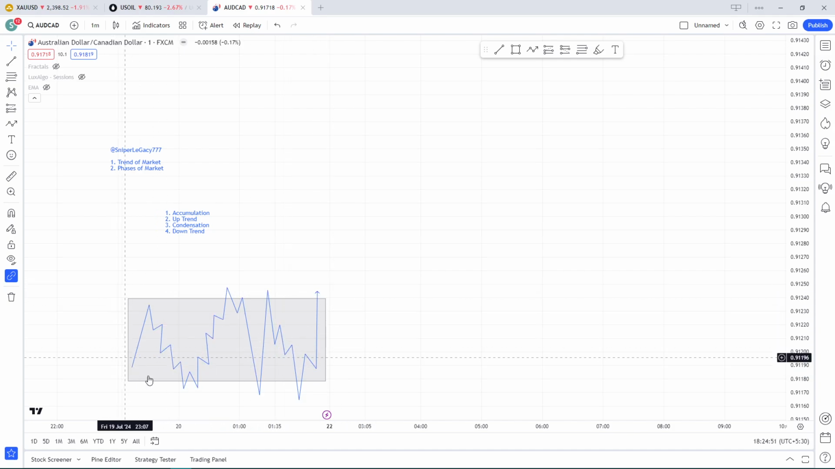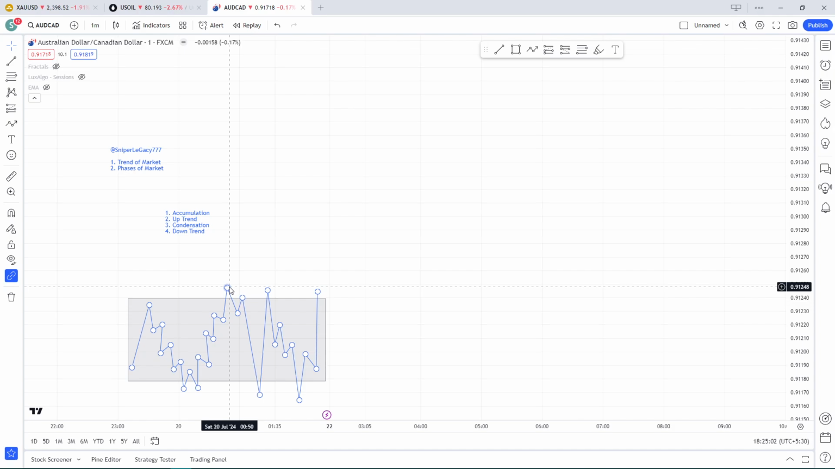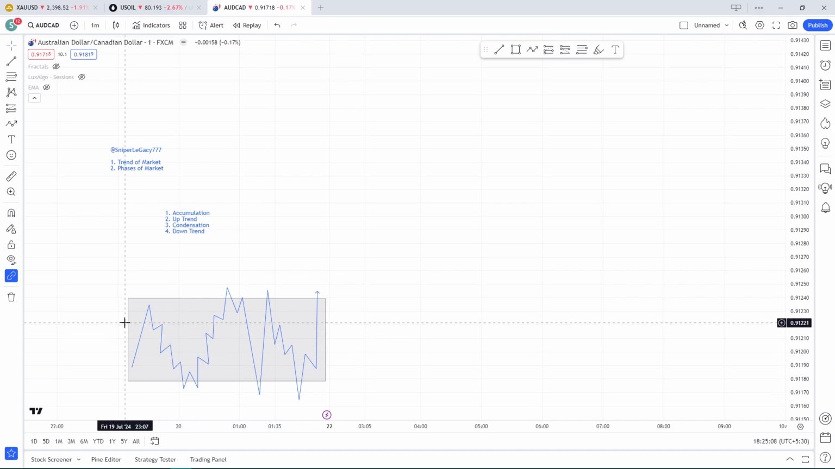So accumulation is a phase wherein we do not have any uptrend or downtrend. The price is going to be consolidated in a range. It will have so many fake breakouts and fake breakdowns which will trap all the retailers. So price is not going to do anything that you expect in accumulation. Okay, so this is called accumulation.